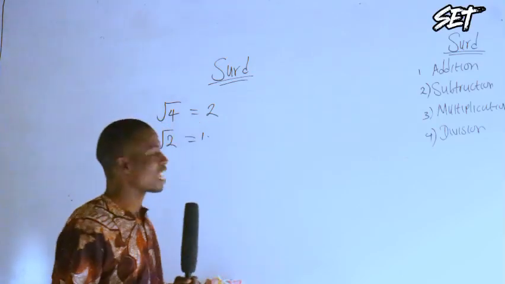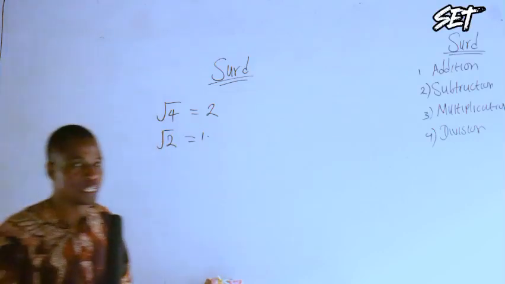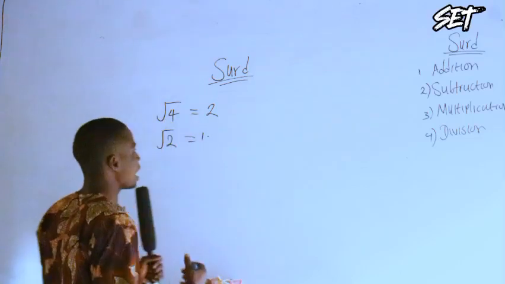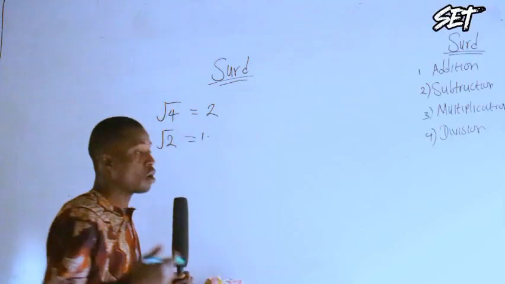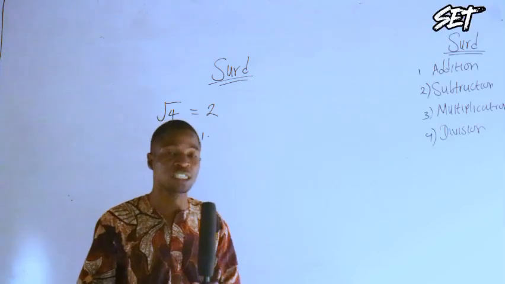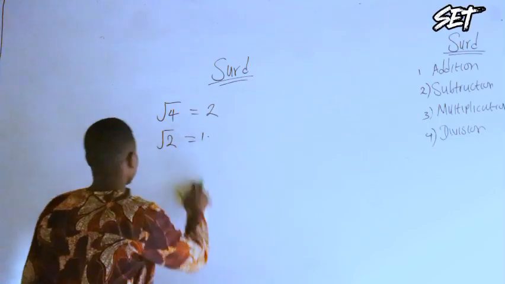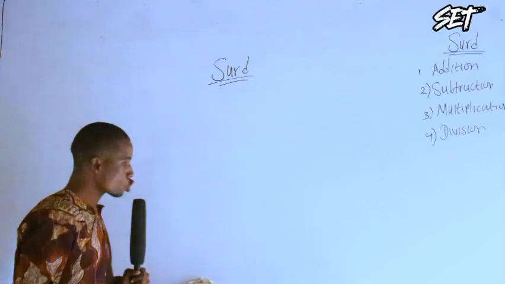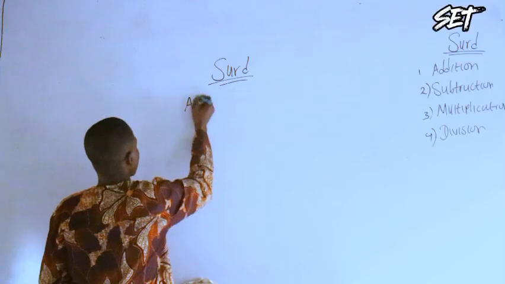But before we can understand SURD deeply, we need to understand the meaning of addition in SURD, subtraction in SURD, multiplication in SURD, and division in SURD. SURD is very important in mathematics, as we have already said earlier. Now, let us begin with addition in SURD.